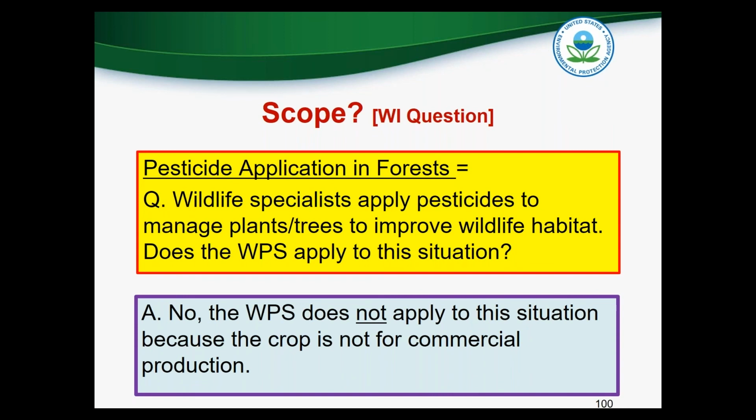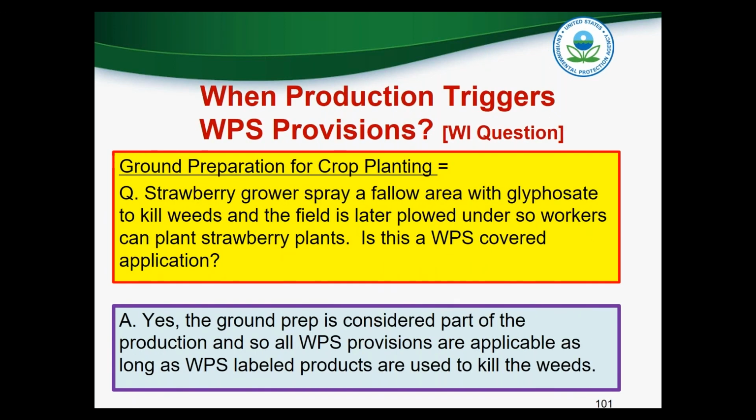And Richard kind of alluded to some of this earlier on. And the answer is no, the WPS does not apply to this situation because the crop is not for commercial production. Next slide. Okay, when does production trigger the WPS provisions?